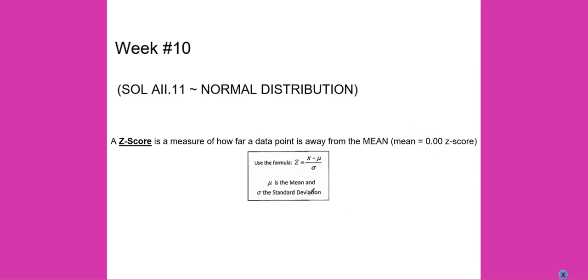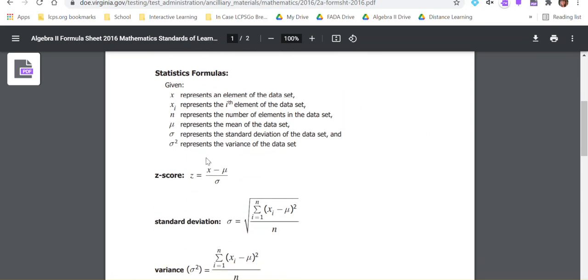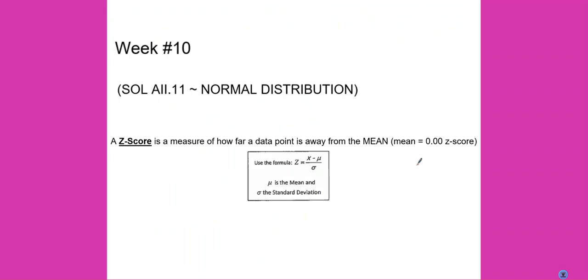The formula is on the formula sheet that you're given in the SOL test, near the bottom, or I guess halfway down. There's the z-score, and then here it tells you what all the abbreviations stand for. So you do not need to memorize the formula. It'll be given to you on the test.